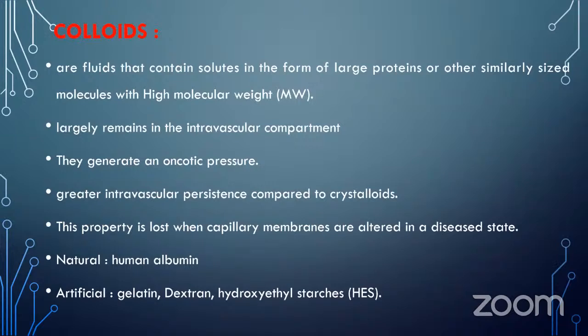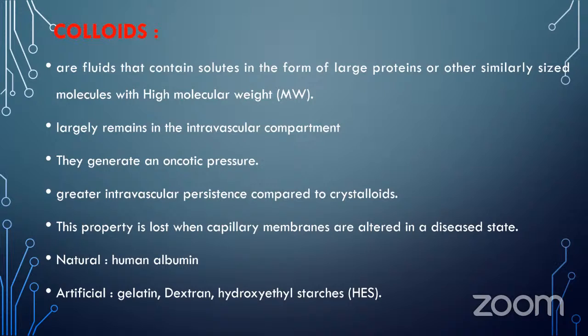And coming to colloids. Colloids are fluids that contain solutes in the form of large proteins or other similar sized molecules with a very high molecular weight. Largely they remain in the intravascular compartment due to the oncotic pressure generated by their high molecular weight proteins. So they have greater intravascular persistence compared to the crystalloids, remaining in the intravascular space for a longer period of time. This property is lost when capillary membranes are altered in a disease state. For example, if your endothelial glycocalyx is damaged, obviously these solutions will also leak into the interstitial compartment.